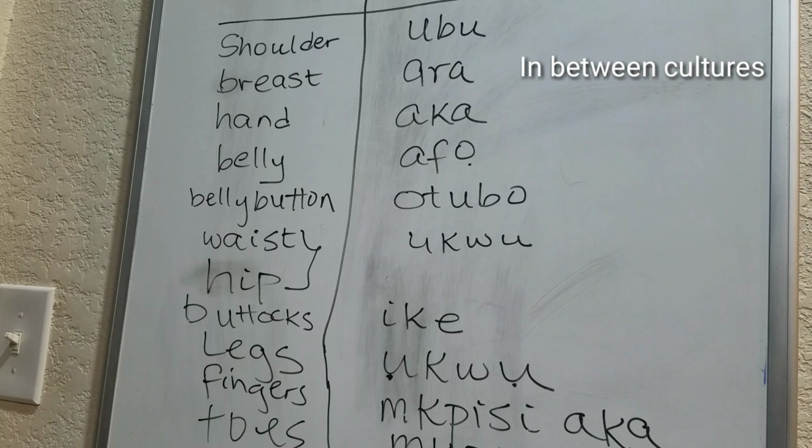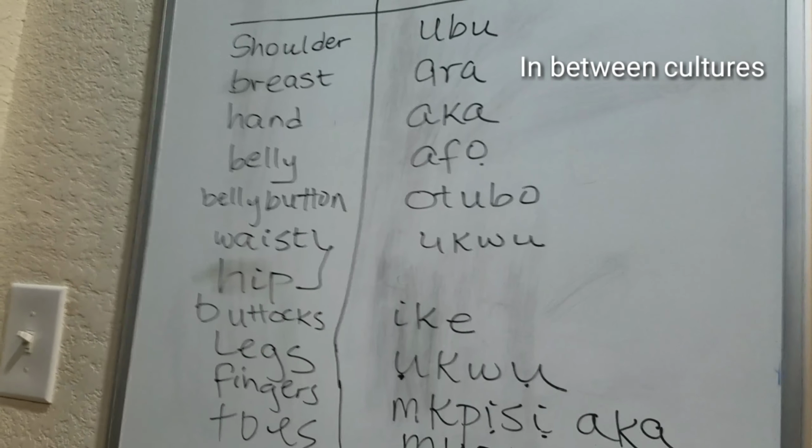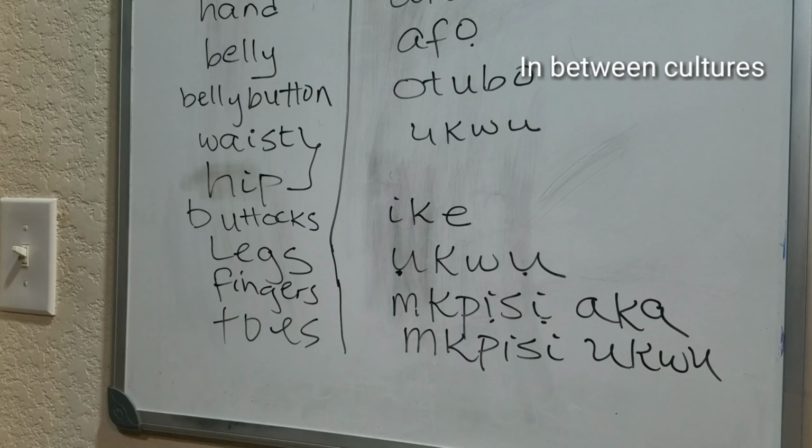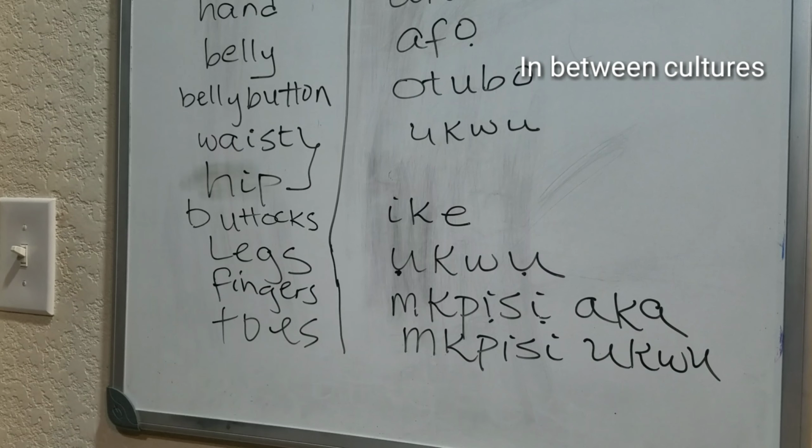The soft U's, oku. So you have dots under the U's in legs. Fingers, mpisiaka. There are dots under the U's. Then toes are mpisioku. You see them? I'll give you some time and then I'll tone mark all of them. If you remember other parts of the body that I missed, kindly let me know in the comments below. All right?